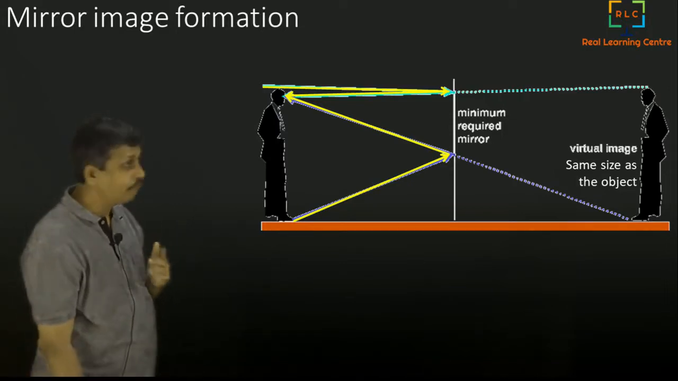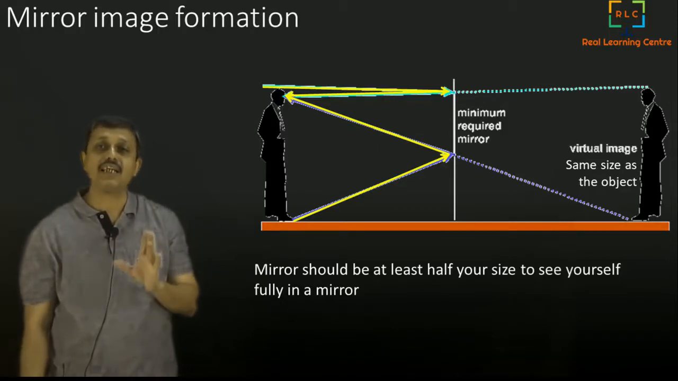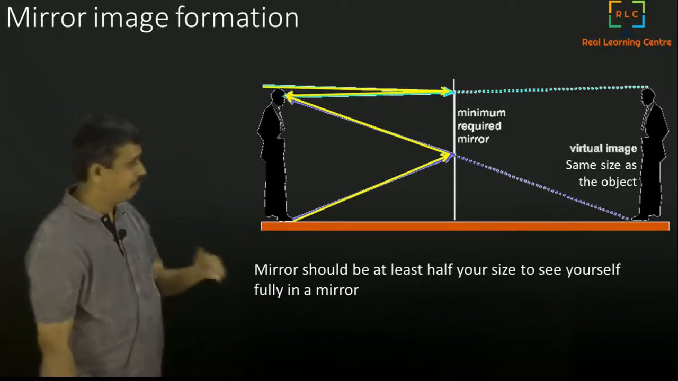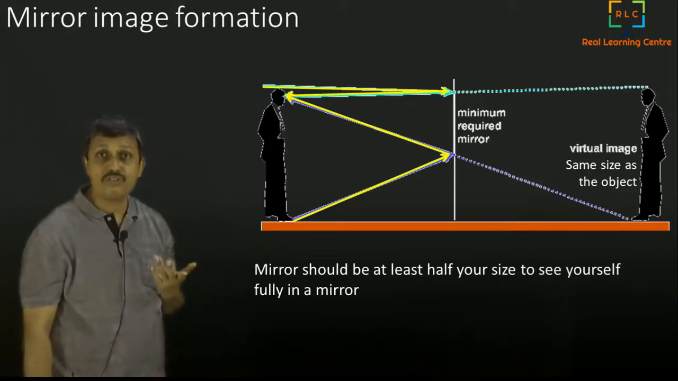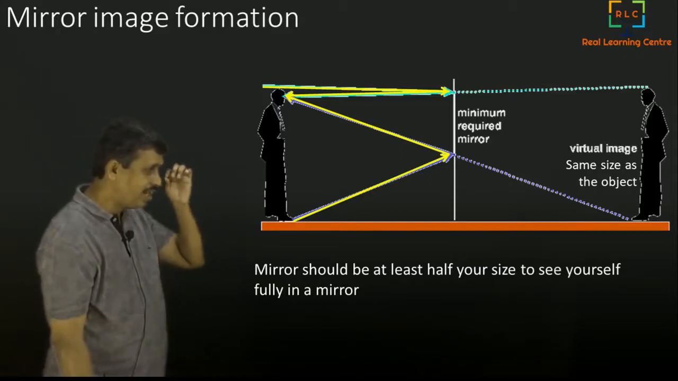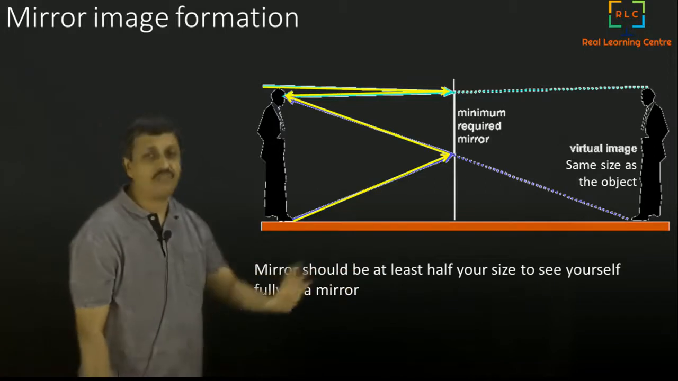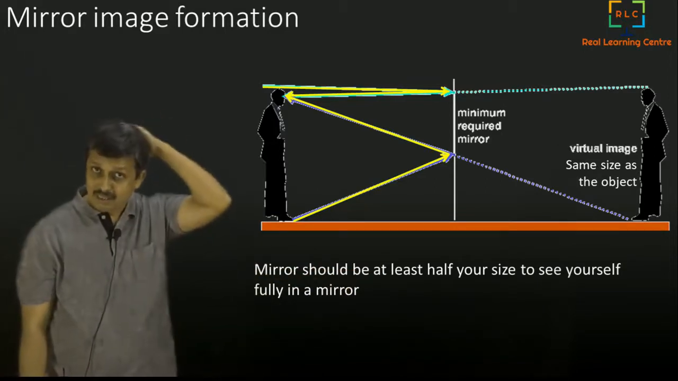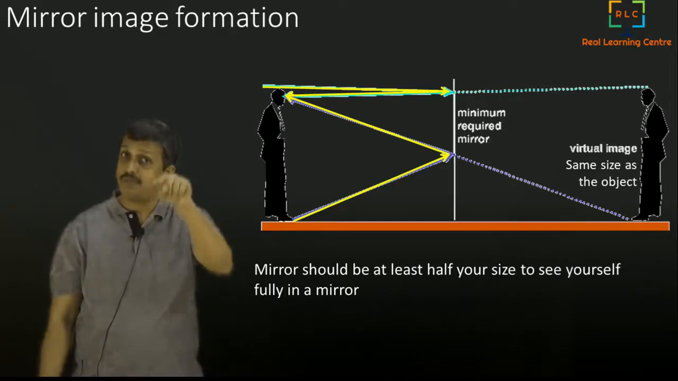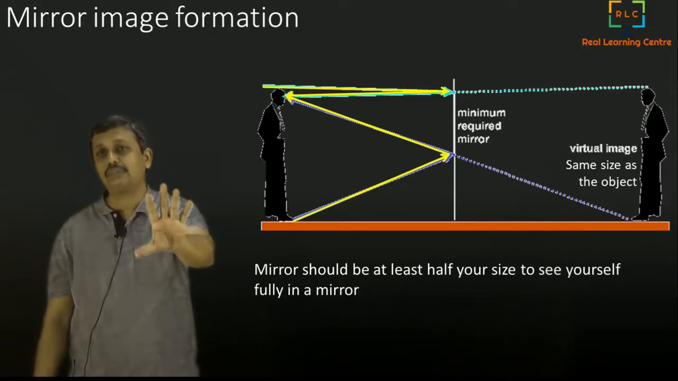For that to happen, the size of the mirror has to be at least half the size of my height. It must be half my height. Because when it comes back here, how do you see the image in the first place? The way you see is whatever our eye sees, that ray we actually extend it back always. We means our mind. That is how we see an object. Whatever light is coming there, we extend it back till we see an object.